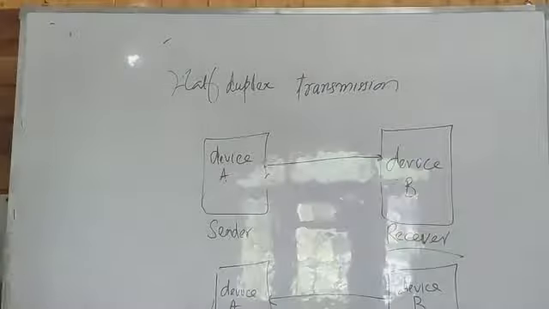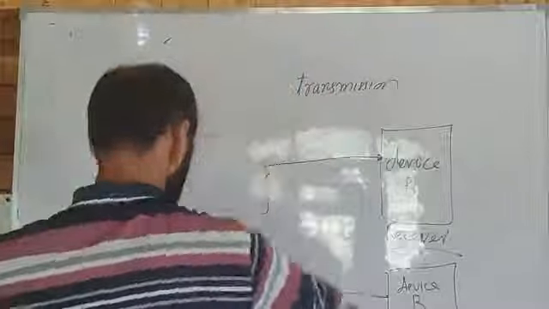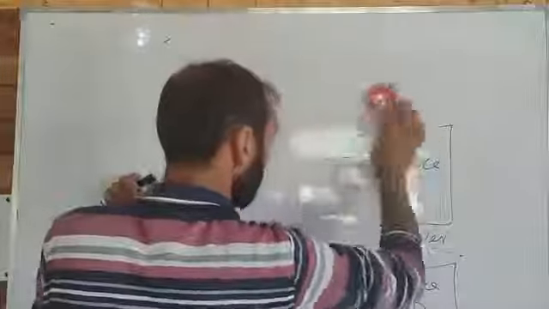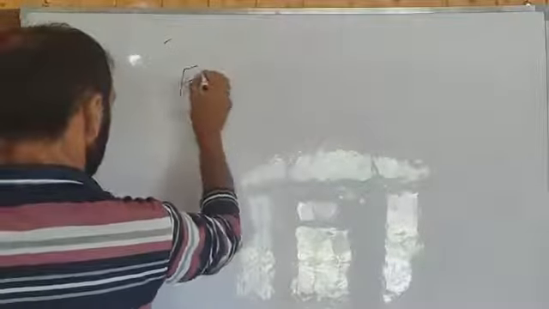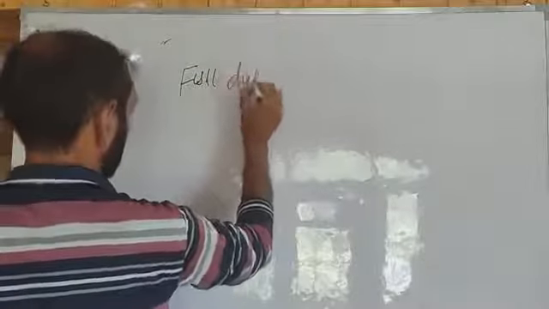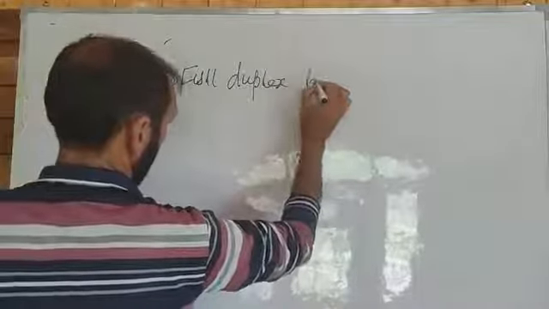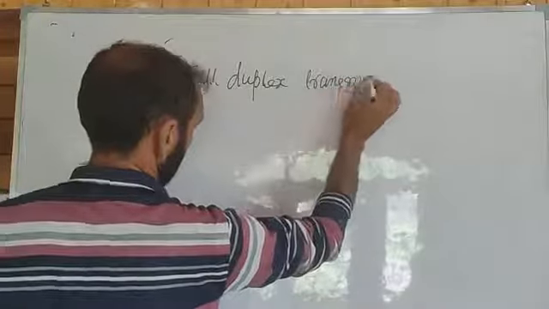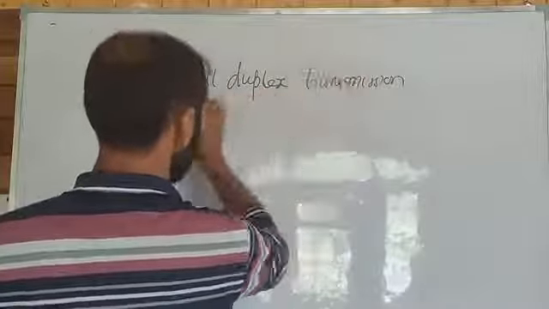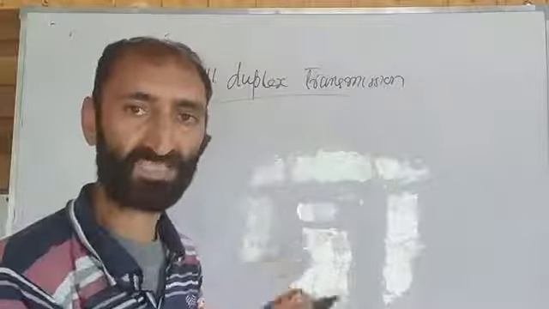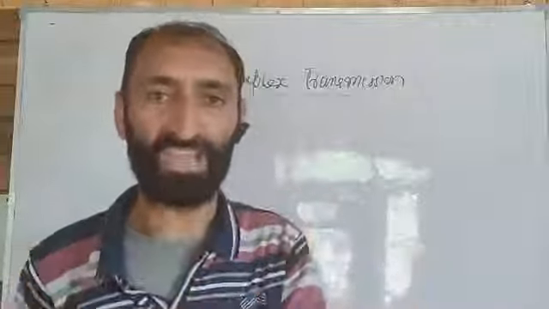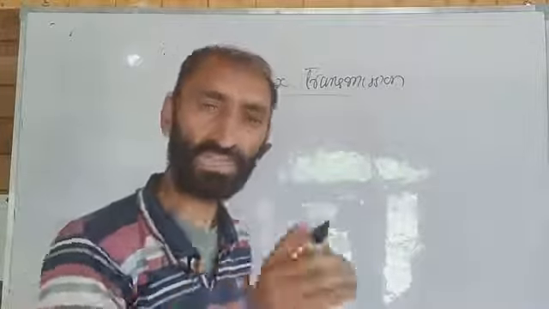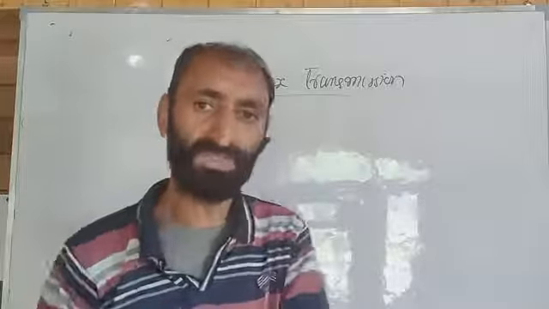So it's a full duplex transmission. Full duplex transmission is that type of transmission in which both the sender as well as the receiver, both the devices, can send and receive data at a time, simultaneously.